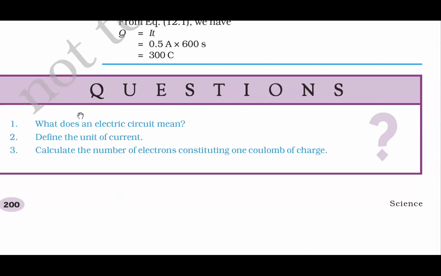A closed and a continuous path of an electric current. Yes. So closed and continuous path of electric current is called electric circuit. It is closed continuous path through which current flows. Okay. How do we define unit of current?